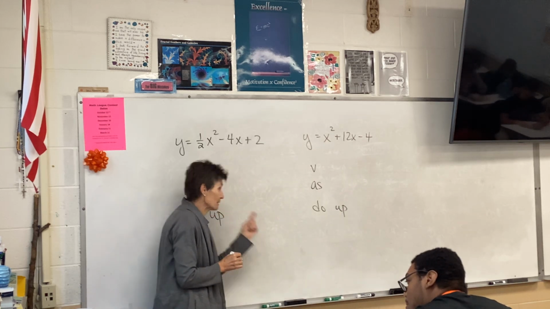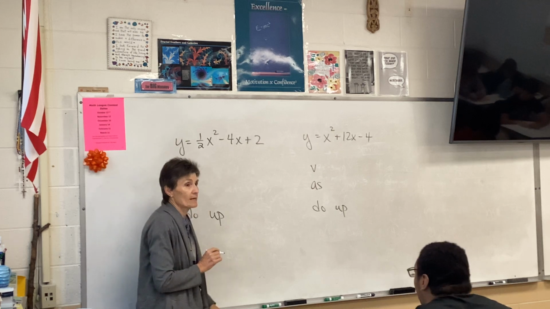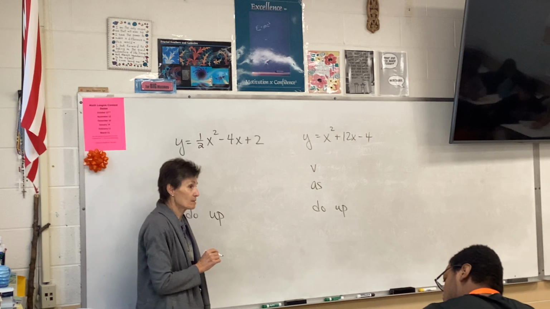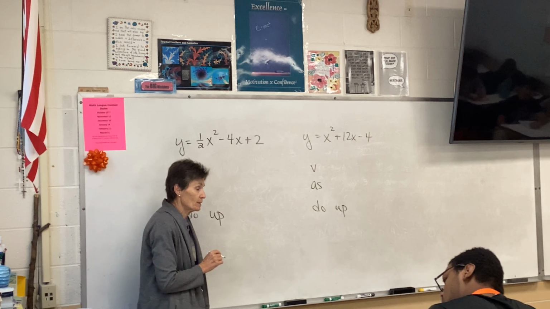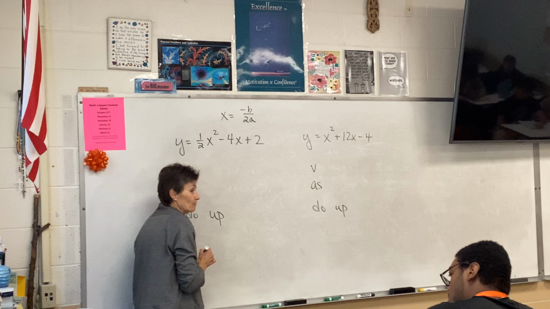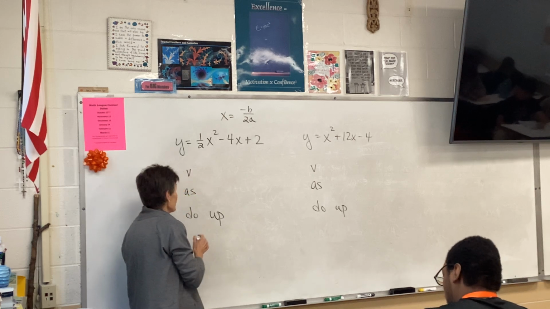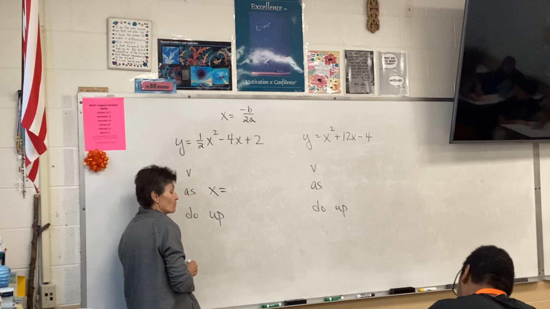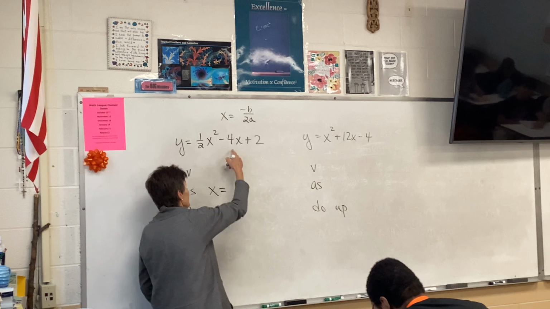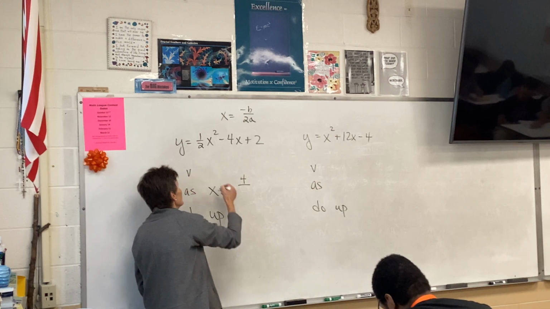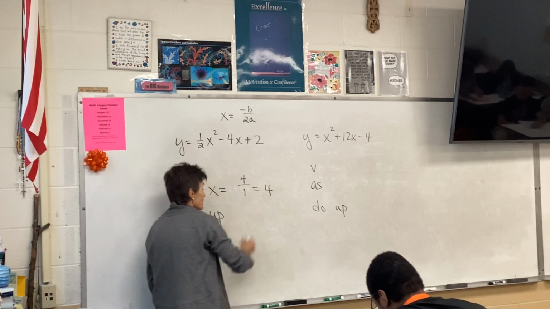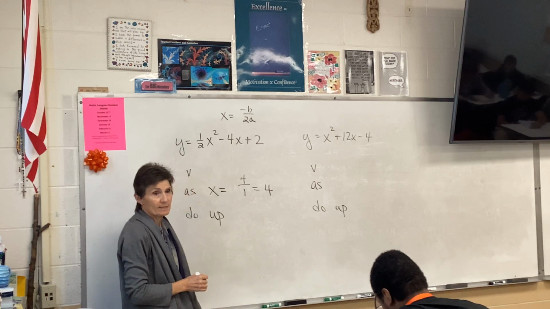Let's go back to problem one here. What about the vertex and axis of symmetry? We've got to find x, and we find x by using our little formula, which is x equals negative b over 2a. So for this problem, this is going to be my axis of symmetry, x equals negative b, which will be 4. What's 2 times a half? 1. So my axis of symmetry is x equals 4.